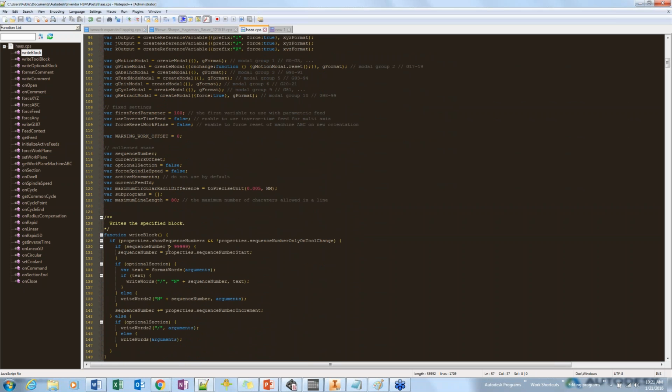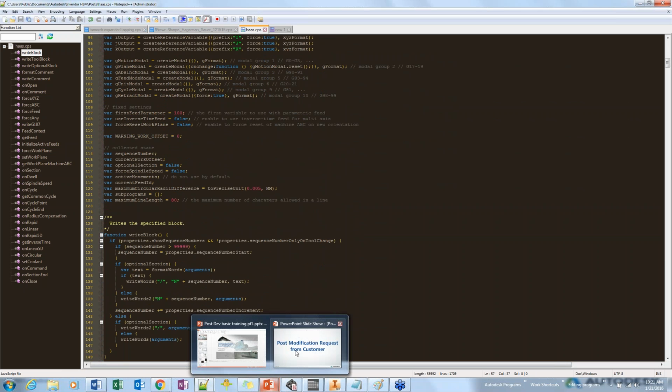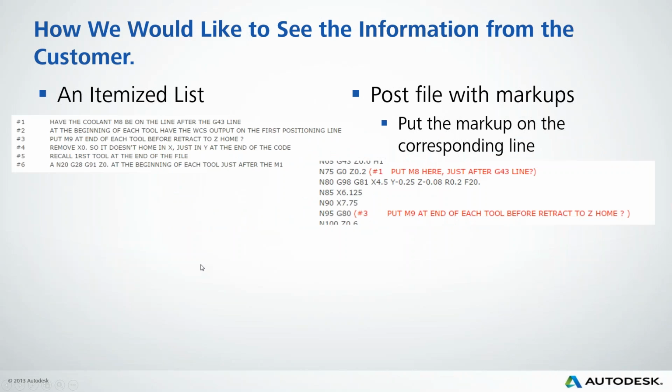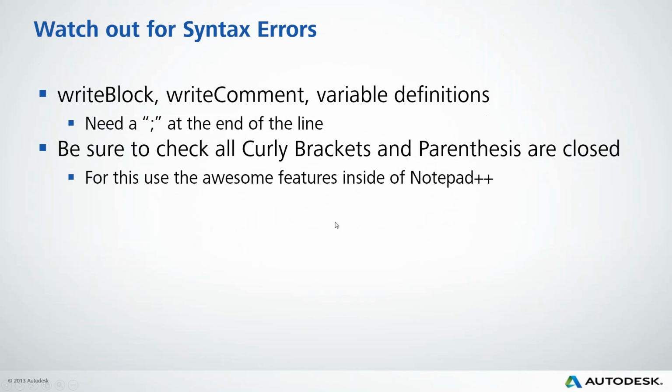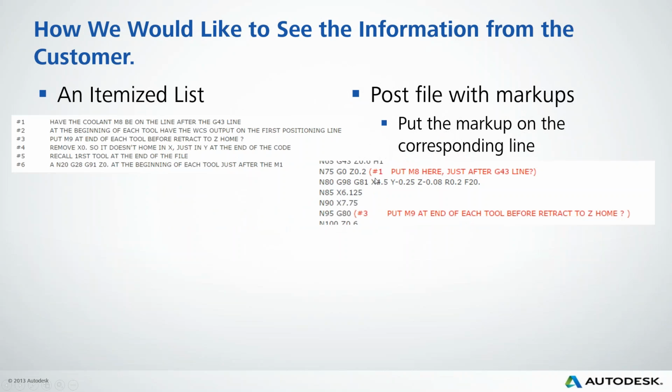All right, let's just go ahead and start looking at the request. Typically what we want to see whenever we have a customer submit for post modification is we'd like to have a Word document or some kind of text document having an itemized list with the changes that they're wanting, and then in turn post code below it that demonstrates the exact spot that they're wanting that code in, so that we can verify for sure that that's what they're wanting.